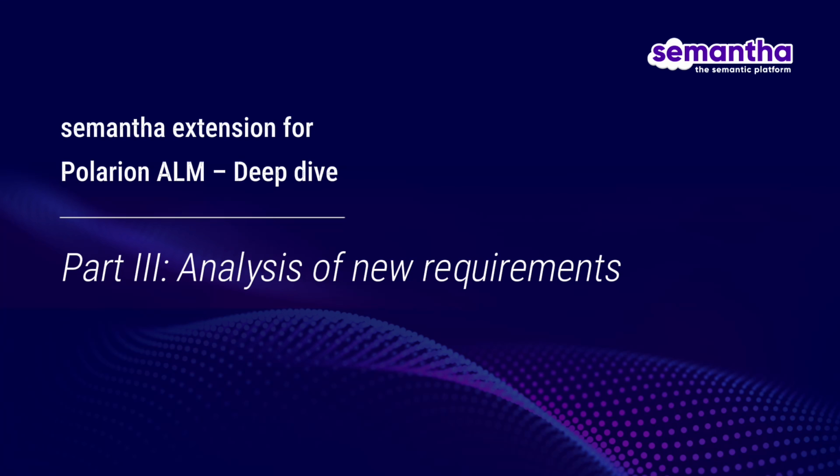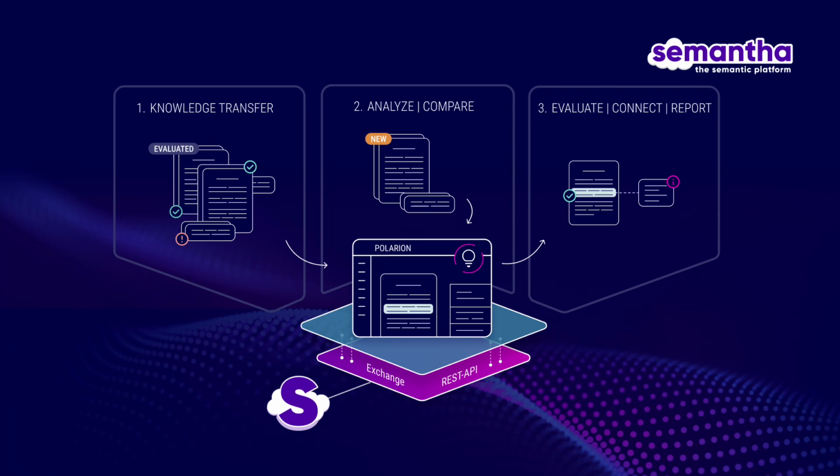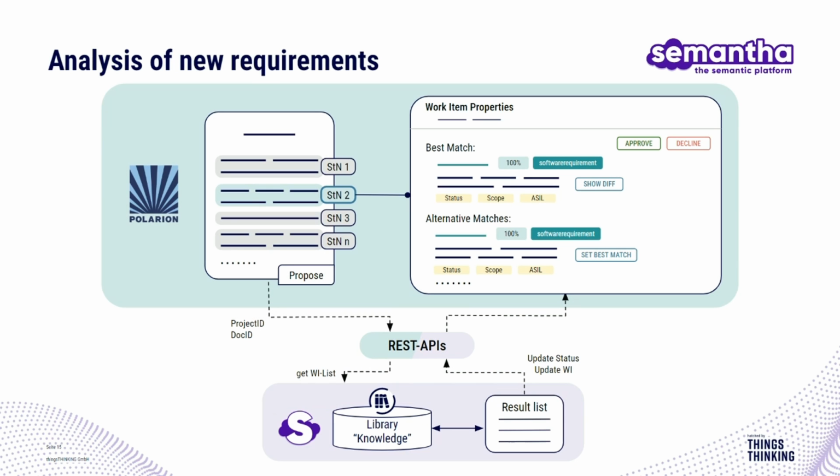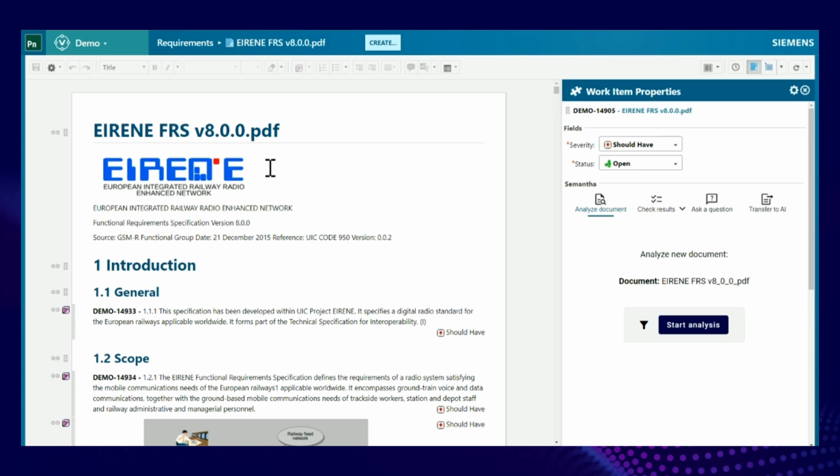In this part of the demo, the focus is on analyzing new incoming requirements directly from Polarion, with Semantha working in the background. This means that Semantha can take a new, unevaluated document, compare the meaning of its work items to those stored in the library, and identify matches with semantically similar content. Here you have a document that has come in, which is similar to the one you have synced with the library, but will likely have some changes.